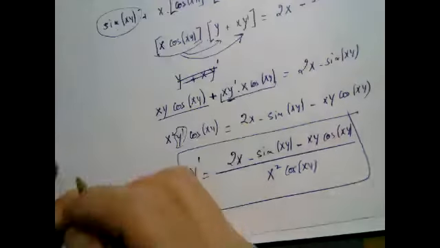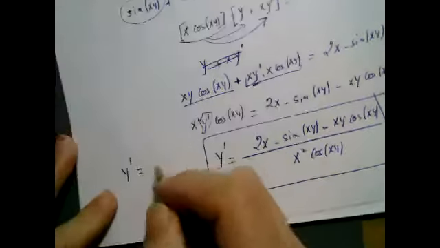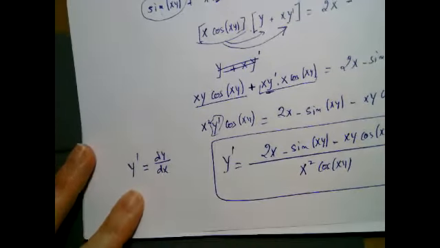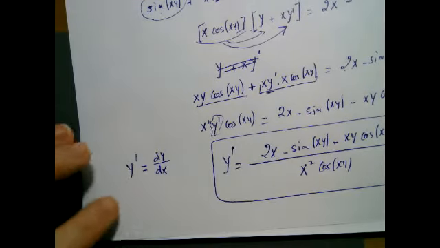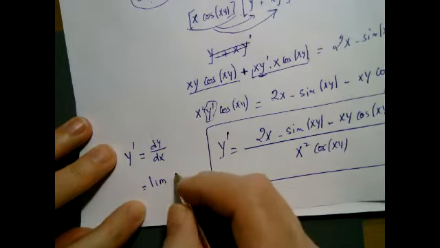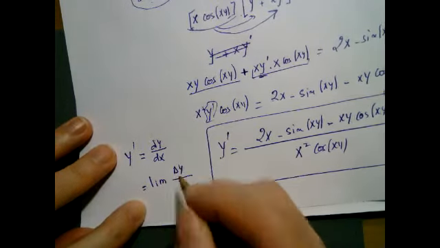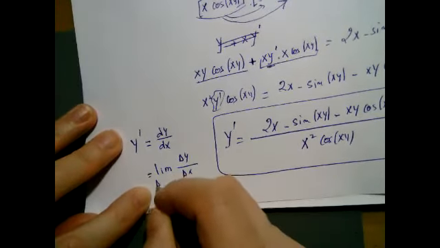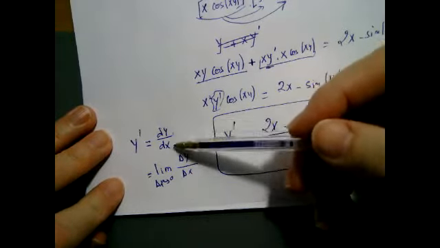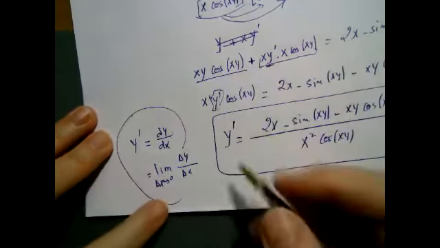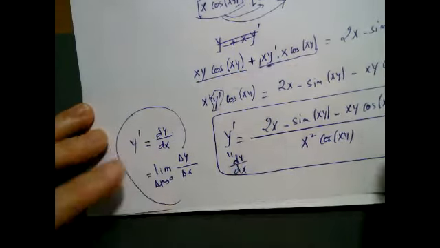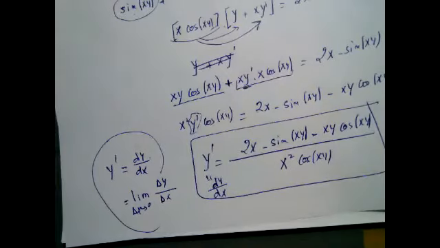Y prime is dy dx. So dy dx is a notation for the derivative. And the reason for the notation of dy dx is that the derivative is nothing more than the limit of the change in y over the change in x, when the change in x becomes small. That's where the notation dy dx comes from. Okay, so y prime or dy dx. The reason I use y prime is just to make the notation a bit easier to work with.